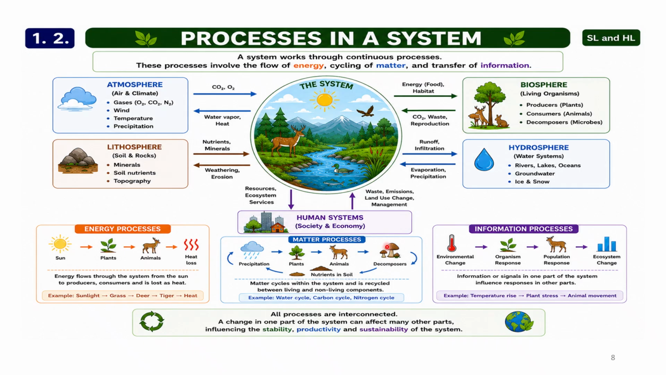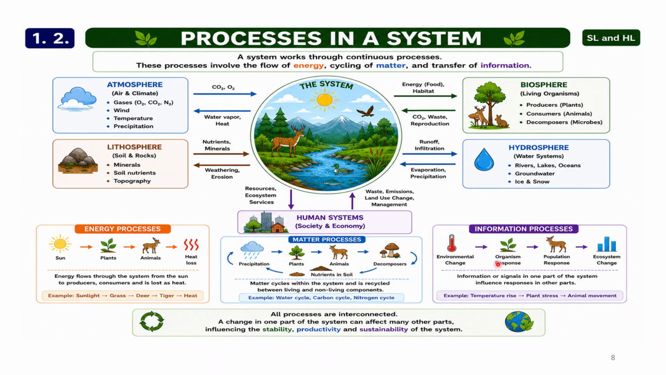Matter processes involve the cycling of materials within the system. Water, carbon, and nitrogen move repeatedly between living organisms and the physical environment. For instance, nutrients absorbed by plants are transferred to animals and later returned to the soil by decomposers.